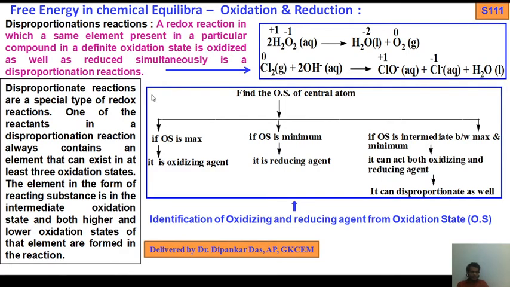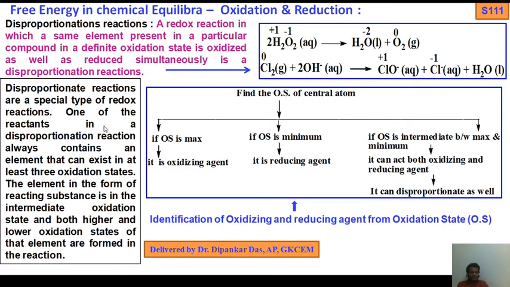So disproportionation reactions are a special type of redox reaction. As you know, in a redox reaction, oxidation and reduction take place simultaneously. As I told you, one of the reactants in a disproportionation reaction always contains an element that can exist in at least 3 oxidation states. So this is the line.